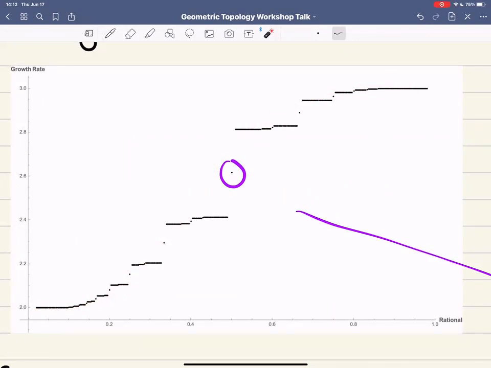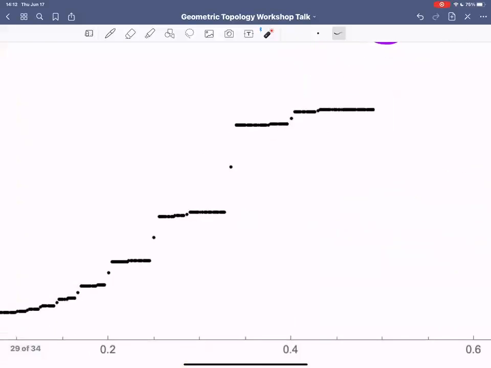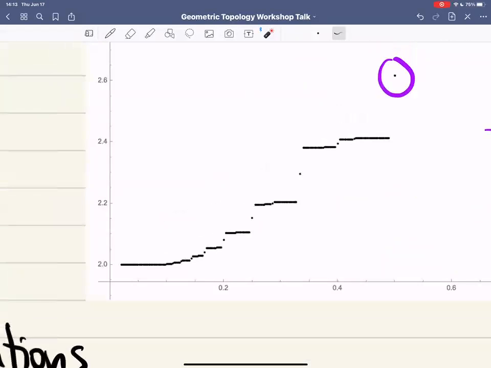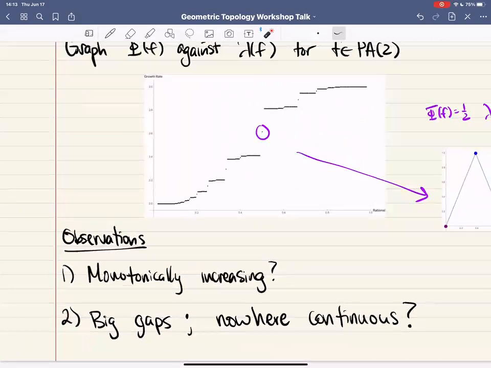And second of all, there are large gaps present at all levels of zoom. So no matter how far I zoom into any of these rational numbers, if I go far enough, I will see that they are sitting halfway between rational numbers that are limiting on either side. And so there appears to be no way to extend this map to a continuous map on any subinterval of the unit interval.